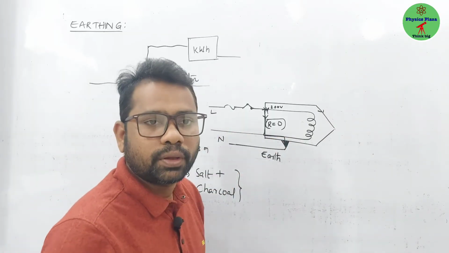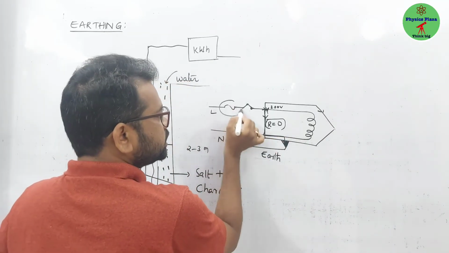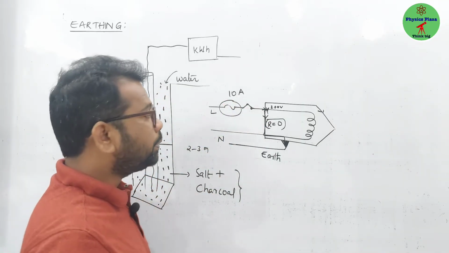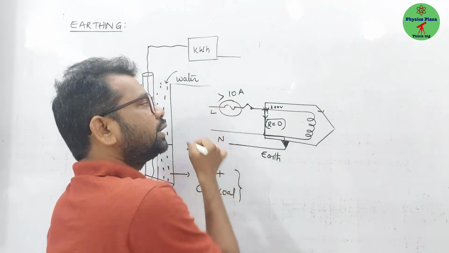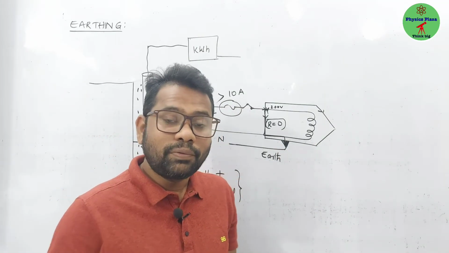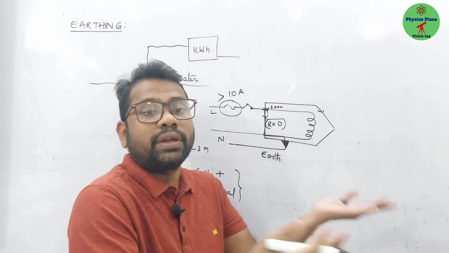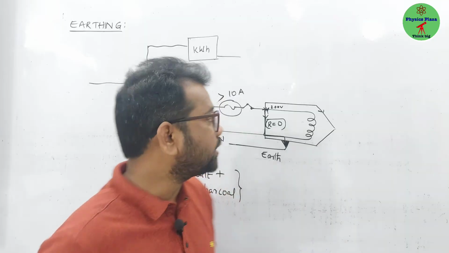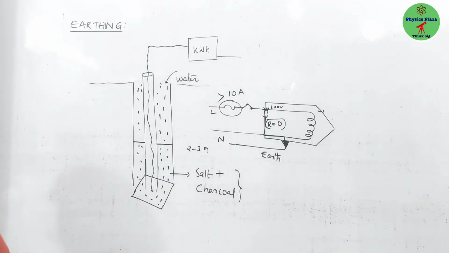Huge current will flow. But as I told you, its power rating is usually 10 ampere or 5 ampere, depending. But more than 10 ampere current will flow. Then what will happen? The fuse will melt. That is how, before going to touch, it will melt. So we don't have any problem and we are on the safe side. Clear? Is it clear? Fine. So this is about earthing.